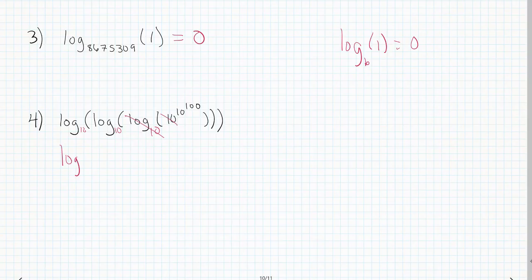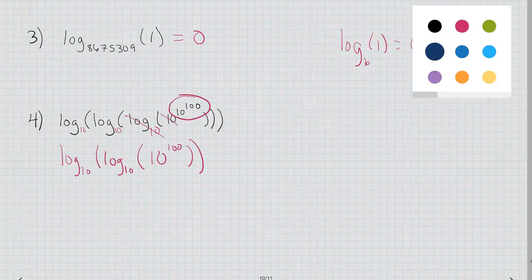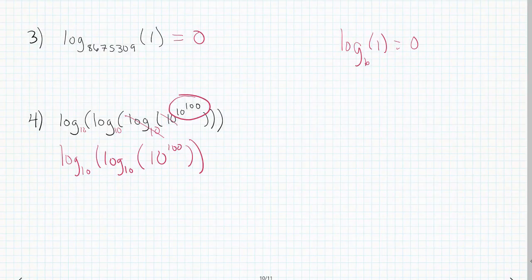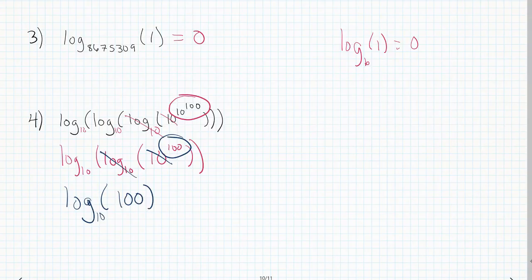We're left with the log base 10 of the log base 10 of, now this is what that middle part simplifies to. So we get 10 to the 100th power. Okay, but wait a second, once again, what happens? Well, we have a log base 10, and then 10 is the base of our exponents. Those things would cancel, and so that means we can focus on just that 100 being representative of our interior. Okay, so that's log base 10 of 100.